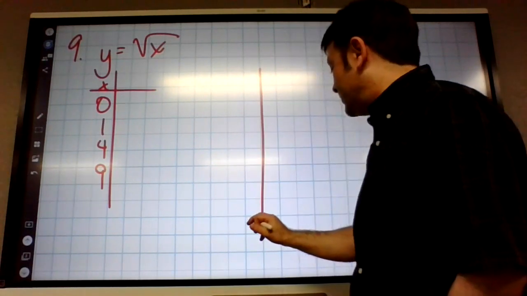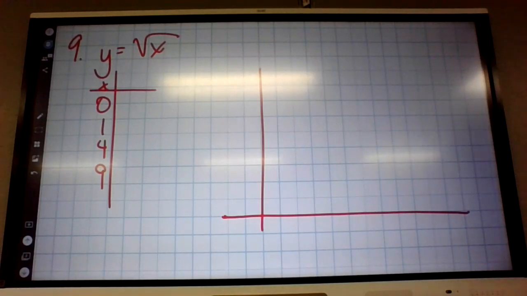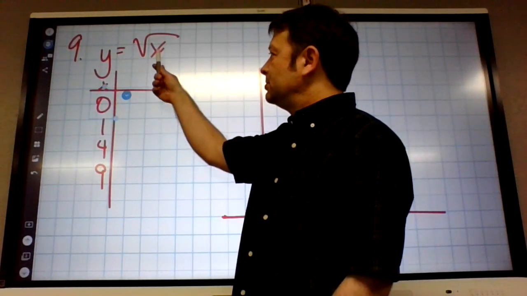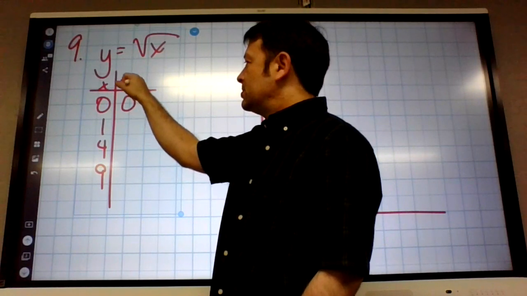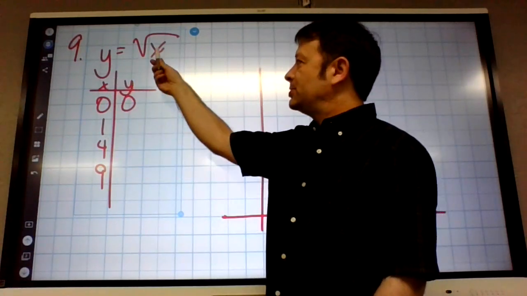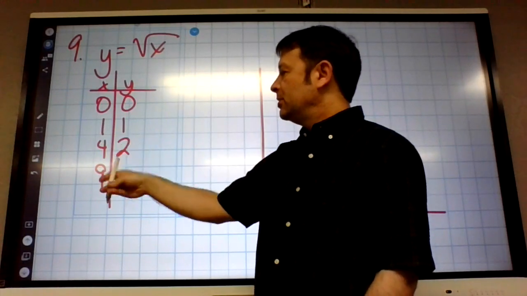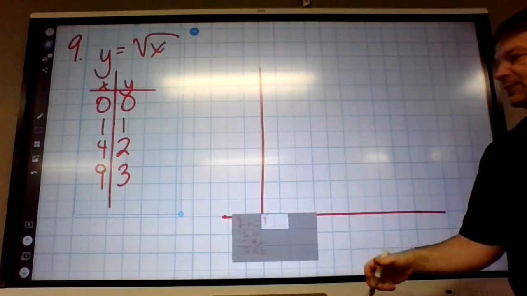Also, when you make your graphs, because we kind of know what it's going to look like, you can just focus on the first quadrant, so you don't have to use a ton of space. If I plug in 0 for x, I get y equals square root of 0, which is 0. If I plug in 1, square root of 1 is 1. If I plug in 4, square root of 4. If I plug in 9, square root of 9. And graph those 4 points.